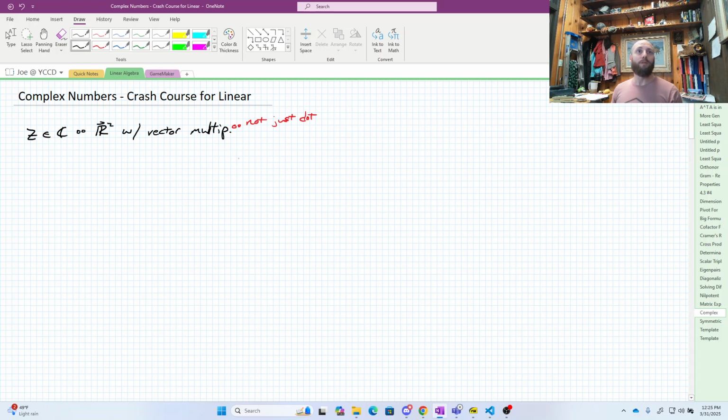So what I mean by multiplication in this sense is I'm going to be able to take two complex numbers, multiply them together, and get another complex number. That is, z times w is a number in C. And I'm going to avoid using a dot here because we're going to have some stuff with dots. So z times w is a vector in C.